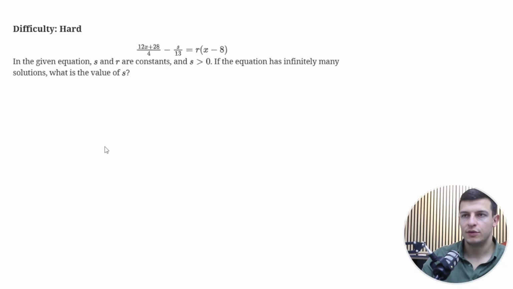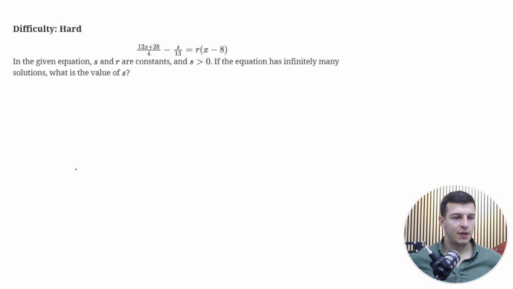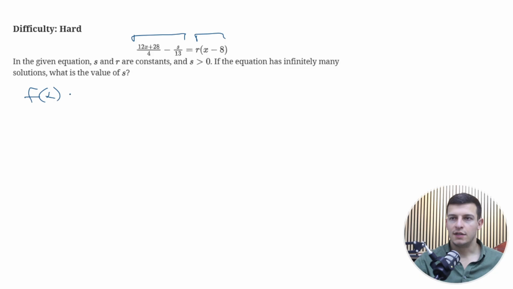Okay, we go to the first question of the hard section. In the given equation, S and R are constants where S is greater than 0. If the equation has infinitely many solutions, what is the value of S? Now, one thing we need to understand before we attempt this question is what infinitely many solutions means for an equation. So this equation has two sides, right? Left side and right side. You can think of it as f(x) is equal to g(x).